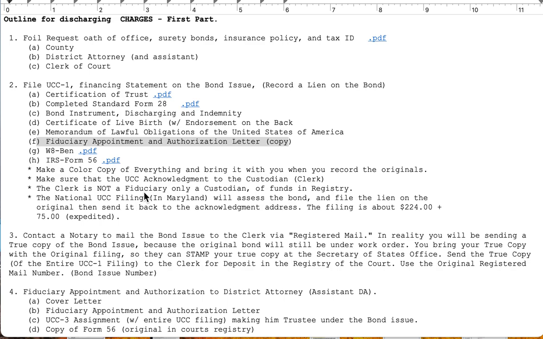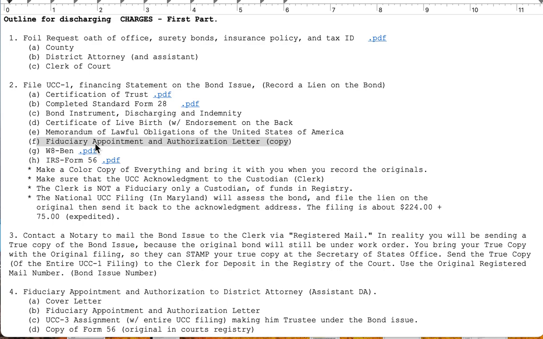You have that information. Now you send the fiduciary appointment and authorization letter to the attorney or the district attorney who has been appointed the fiduciary. And of course, a copy of that letter is going to also be with the bond as part of the bond issue. So what you're going to send the fiduciary is a UCC3 assignment with his name so that he knows he has been named the assignee.